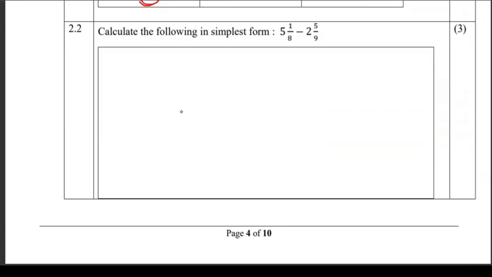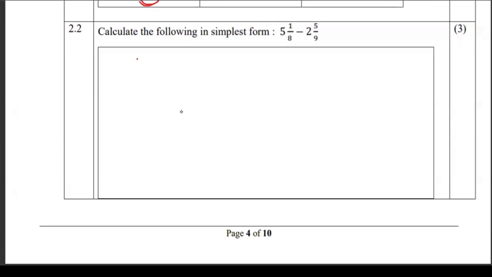So you have 2 ways of doing this. You can either change this into improper fractions first, or some people would prefer to subtract whole numbers separately and the fractions also separately. But there are cases where you shall get negative numbers. So let's start by changing these mixed fractions into improper.